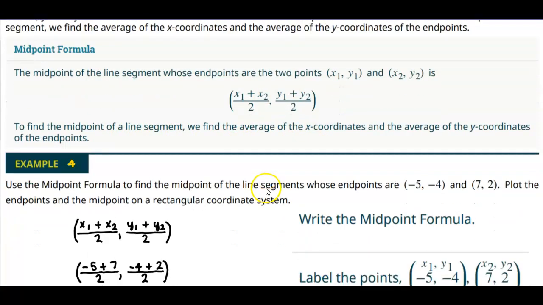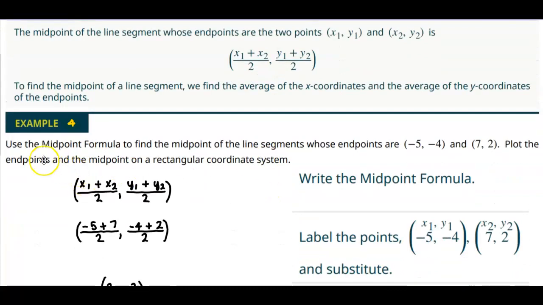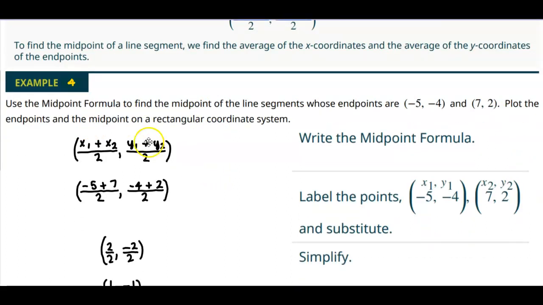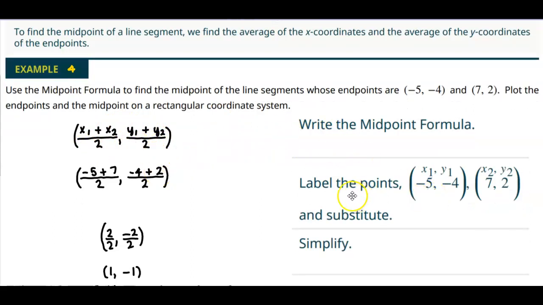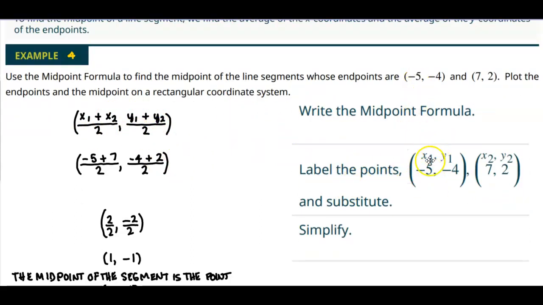So for example number 4, we're going to use the midpoint formula to find the midpoint of the line segment whose endpoints are (-5, -4) and (7, 2), and then we're going to plot the endpoints and the midpoint on a rectangular coordinate system. So again, we're going to write down the midpoint formula, and then we're going to plug in our points. So we can say that x1 represents -5, y1 represents -4, x2 represents 7, and y2 represents 2.